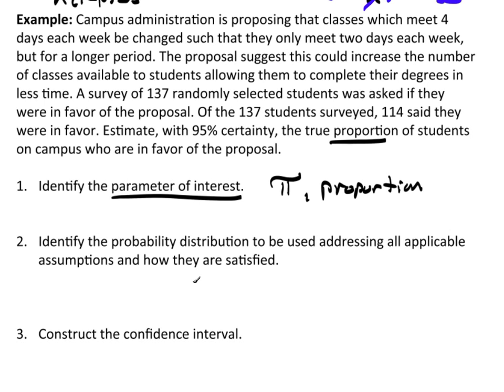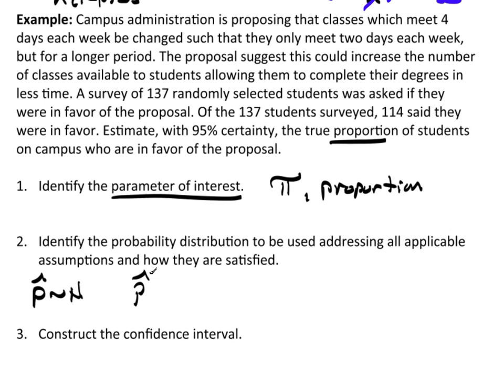Now, I want to identify the probability distribution to be used, addressing all applicable assumptions and how they're satisfied. Well, what I want to do a confidence interval for the proportion is I need p hat to be distributed normal. Okay, well, I need to find some stuff here before I can figure that out. Well, what is p hat?